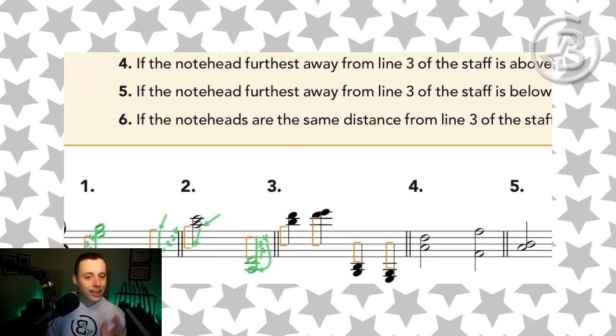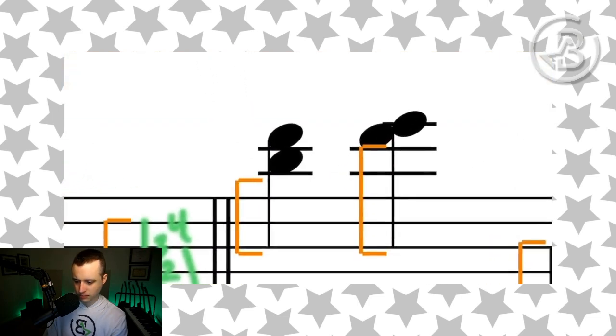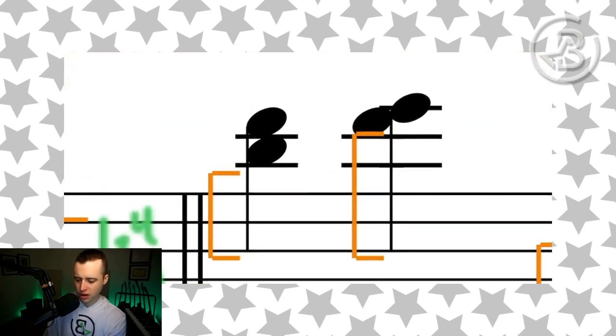Now, just like writing notes with ledger lines again, if the note closest to the open end of the stem goes past one ledger line, either above or below the staff, that's when we extend the stem to reach all the way to line 3. So we can see here that sure enough, our note head that is closest to the open end of the stem is above the first ledger line above the staff, and so we're going to extend the stem all the way to line 3.